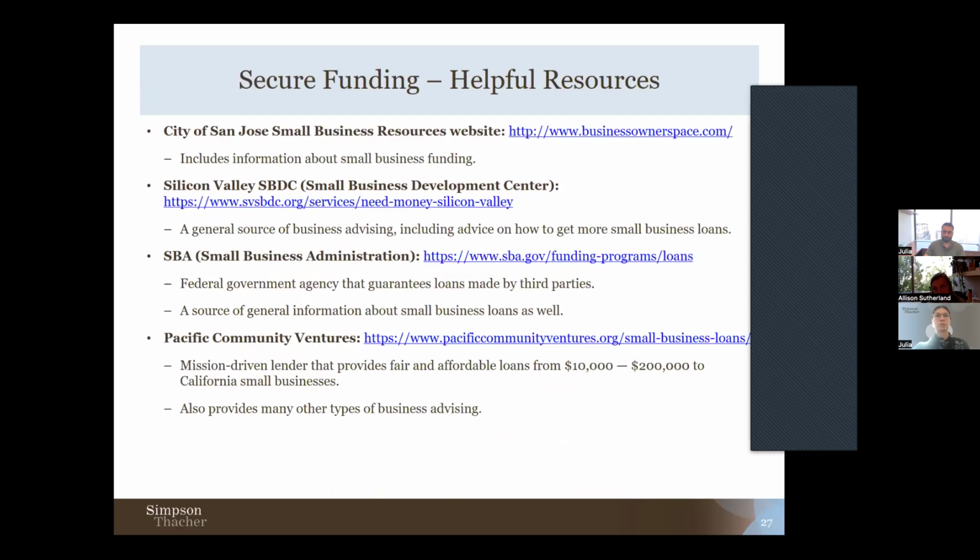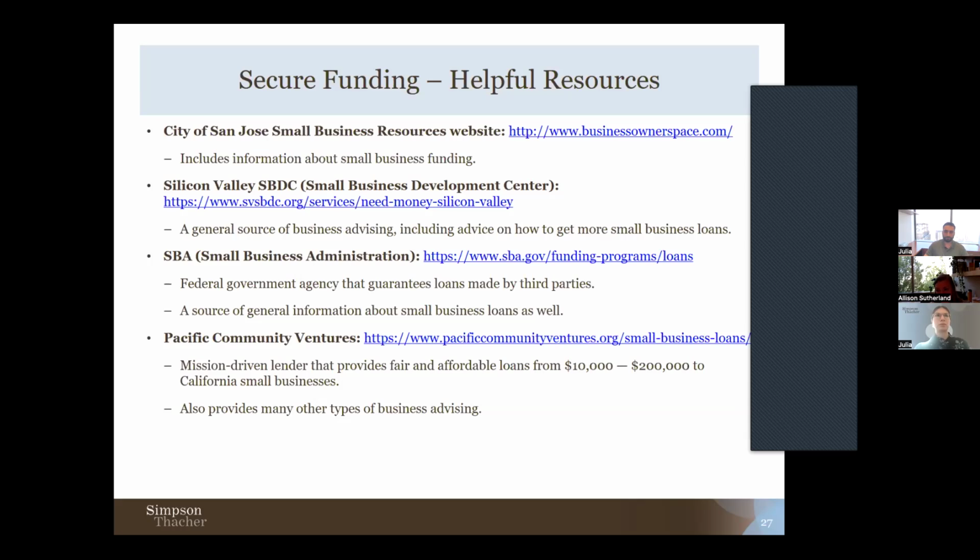And our last two slides show some helpful resources for alternative sources of funding. These are both Bay Area and across the country. So there's the City of San Jose Small Business Resource website. It includes information about how to get various types of small business funding. There's the Silicon Valley SBDC. They have great general business advice, including more advice on how to get a small business loan. There's the SBA that we mentioned, which is the federal agency that gives out loans that are secured by third parties, and it also has great information on small business loans.